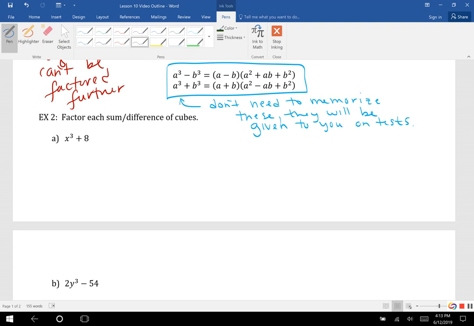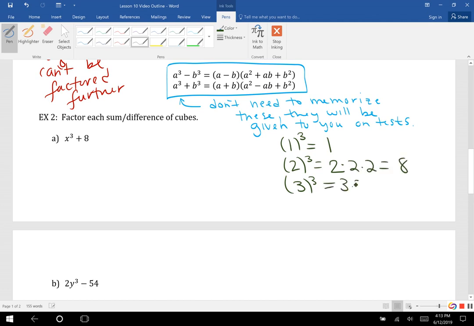So basically, these formulas work anytime you have a sum or a difference of perfect cubes, and so I guess maybe we should write out what do we even mean by a perfect cube. Well, 1 to the 3rd is 1, 2 to the 3rd, sorry, is 2 times 2 times 2, or 8. 3 to the 3rd means you have 3 3s, so 27.